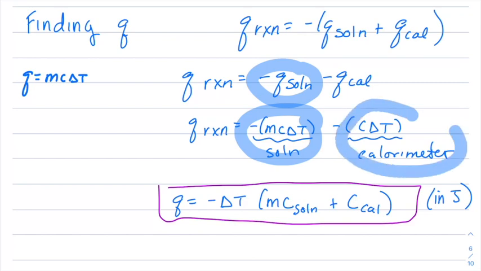Now the calorimeter has a slightly different calculation, and you might recognize this from when we talked about our bomb calorimeter. When we calibrate a calorimeter, it is Q equals C delta T instead of Q equals MC delta T.